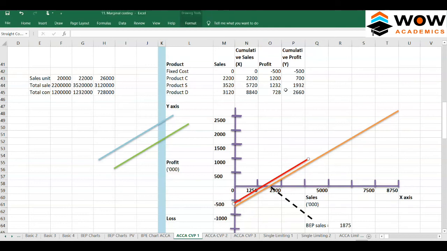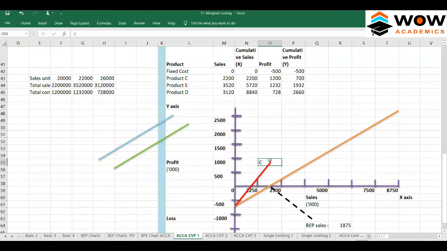Now, what's the next point? What's the ending point for this line? The line from here moves on to a sales of 2200. So 2200 should be somewhere here. And it makes a profit of 700. So 700 should be here. So we'll make the origin point correct. This is for product C, right? This is for product C.